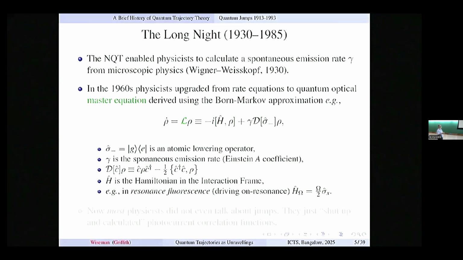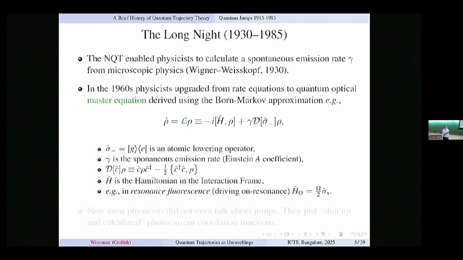Using the Born-Markov approximation, we would like to always end up with equations of a form like this. Here's an example, again describing spontaneous emission, for example, of a two-level atom. We have this term, which is sometimes called the Lindblad term, which has this structure here. This is the way that I'm defining it.